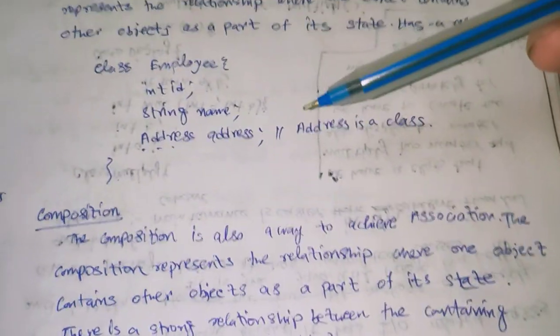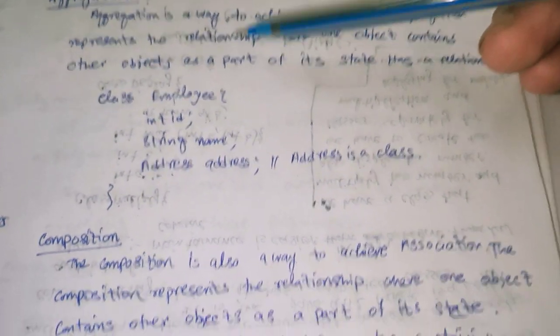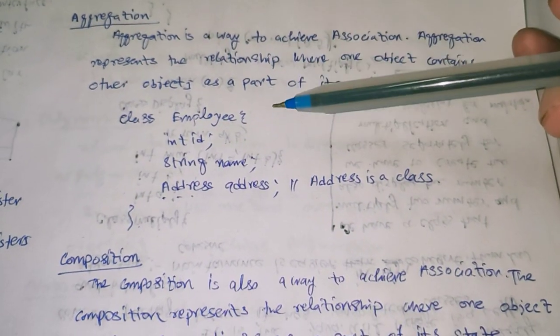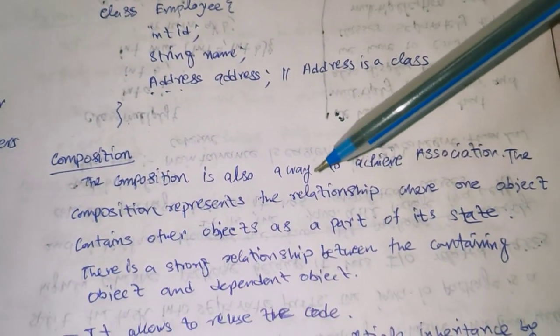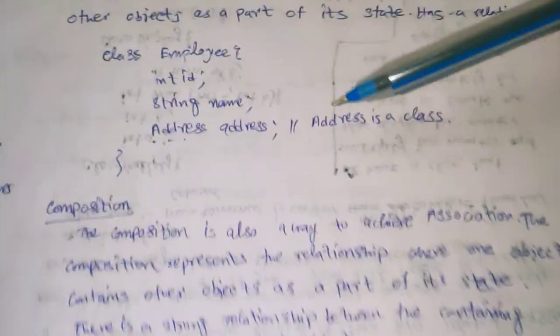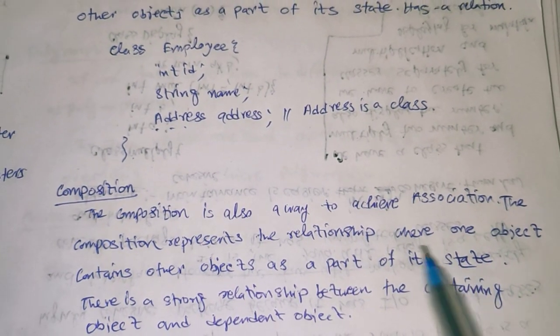Previously we discussed aggregation, which is a way to achieve association. Composition is also a way to achieve association. So our main point is association.